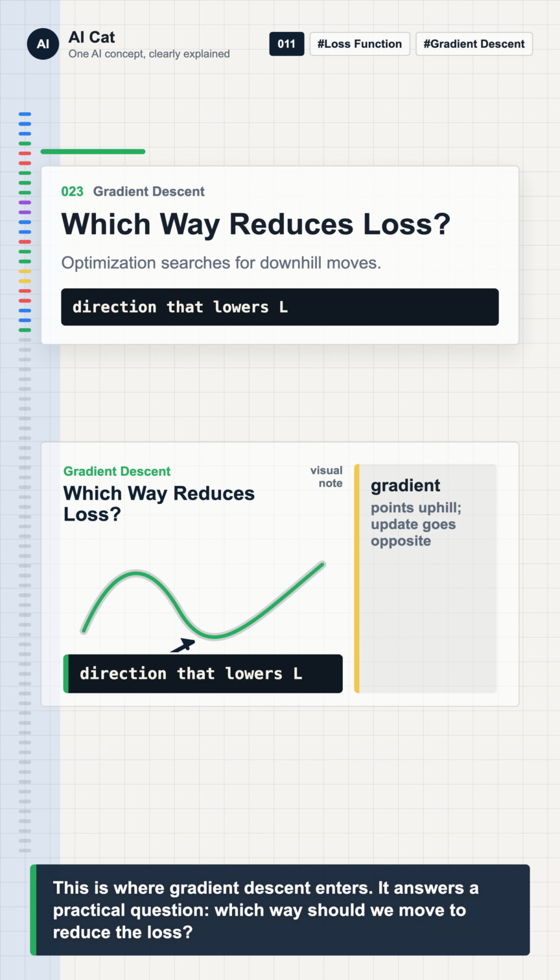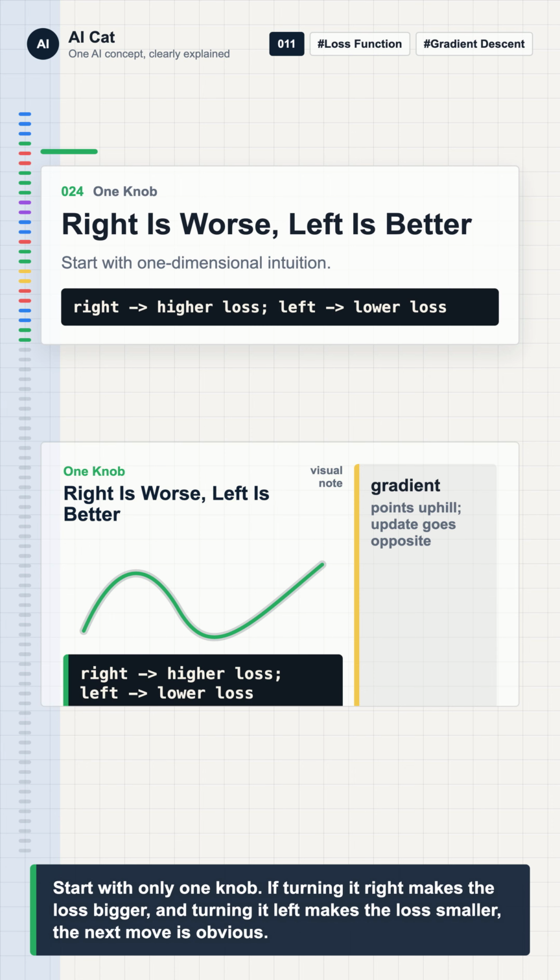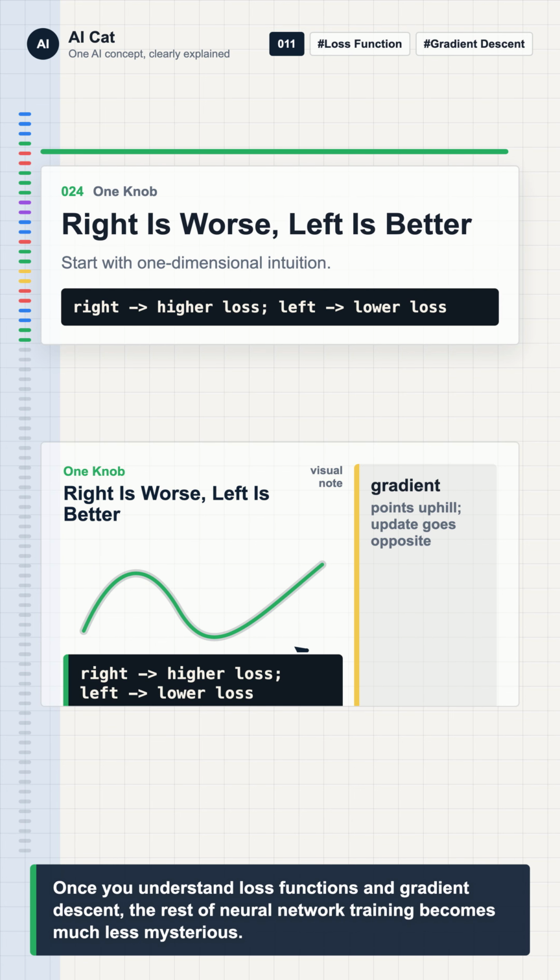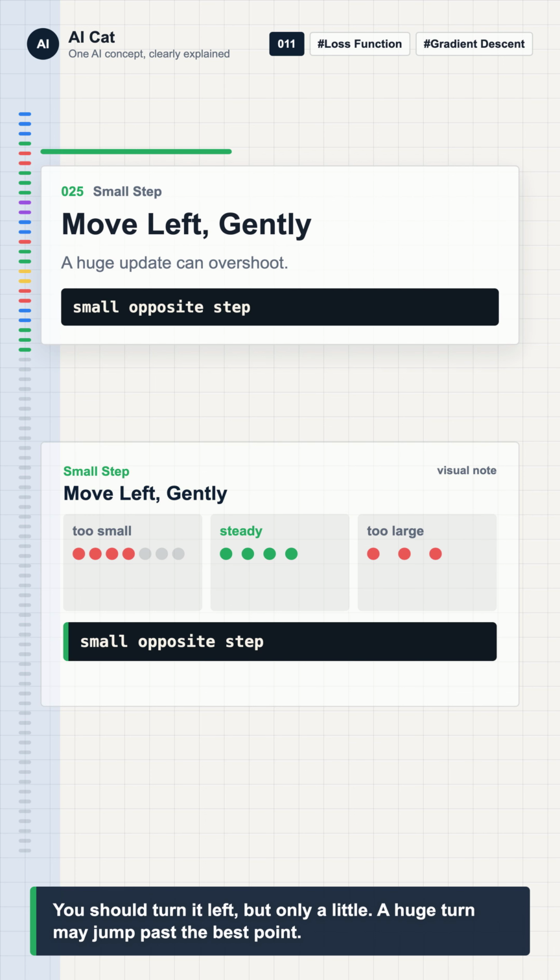This is where gradient descent enters. It answers a practical question. Which way should we move to reduce the loss? Start with only one knob. Turning it right makes the loss bigger, and turning it left makes the loss smaller. The next move is obvious. You should turn it left, but only a little. A huge turn may jump past the best point.